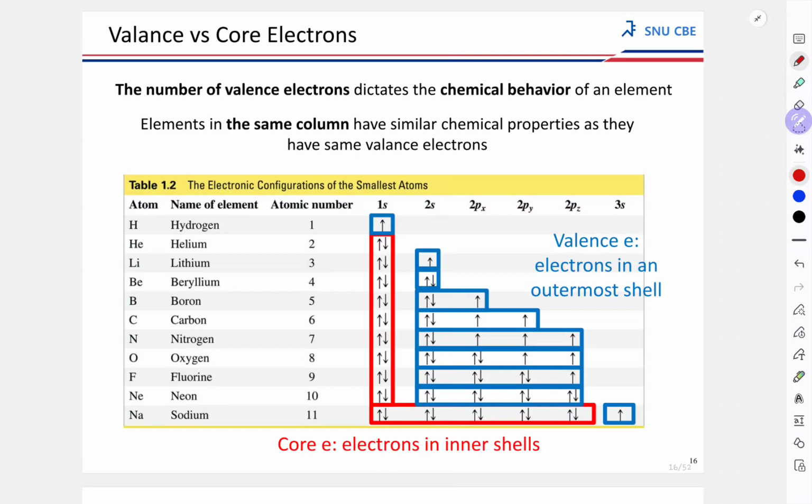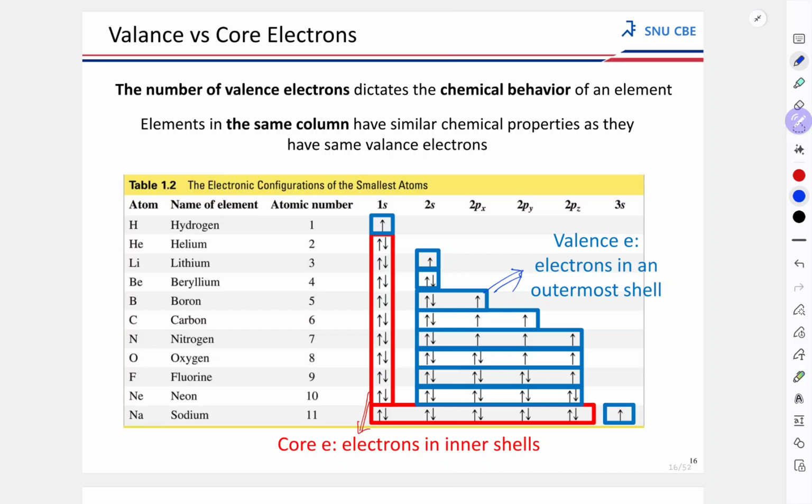So with this table, maybe we can distinguish what is the core electron and what is the valence electron. Basically, the red boxed electrons are the core electrons for a given element. For instance, helium has 1s core electrons. There are no valence electrons in this case, or maybe you can say these are all valence electrons, but at the same time, they are core electrons.